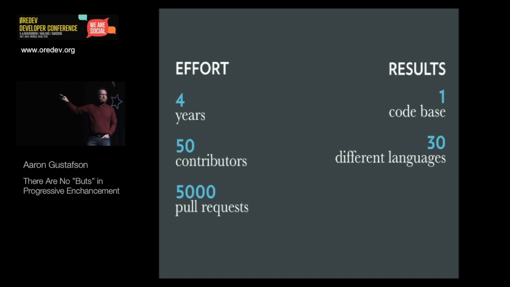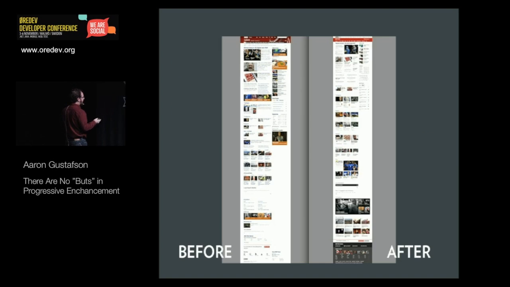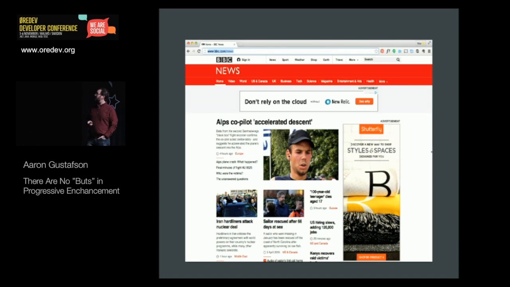So the total effort ended up taking about 4 years and about 50 contributors and over 5,000 pull requests, but in the end, they ended up with a single code base as opposed to having to manage 2 or more, and they were able to support 30 languages, which is pretty impressive. And overall, from a design perspective, not much changed. They refined it a little bit, but the overall grid structure and such was largely the same between the old version and the new version, which is pretty neat.